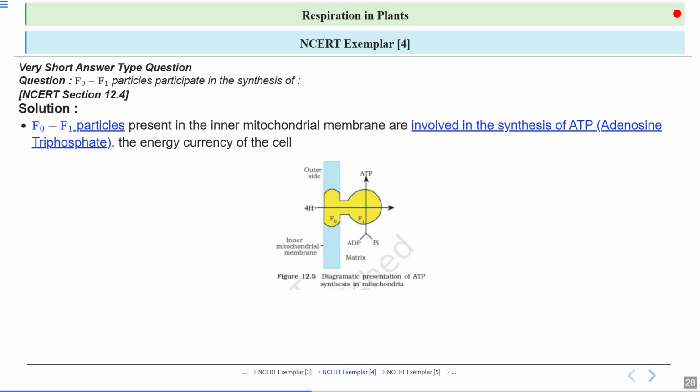Here in the diagram we can see the diagrammatic presentation of ATP synthesis in mitochondria. When the proton gradient breaks, the energy released is used to drive the ATP synthesis process. This is the F0 component and this is the F1 component, which drives ATP synthesis. ATP is synthesized from ADP and inorganic phosphates, and this is present in the inner mitochondrial membrane.